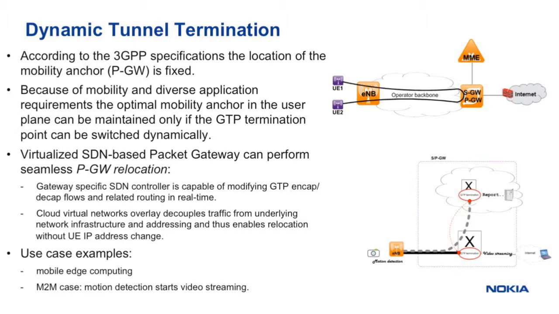For example, a certain machine-to-machine session might require this feature. In general, most of those send a report every now and then, but if one of those starts motion detection or starts video streaming because of motion detection, it would be reasonable to drop this kind of session, for example, to special hardware. And also mobile edge computing and latency critical applications require this kind of dynamic tunnel termination.